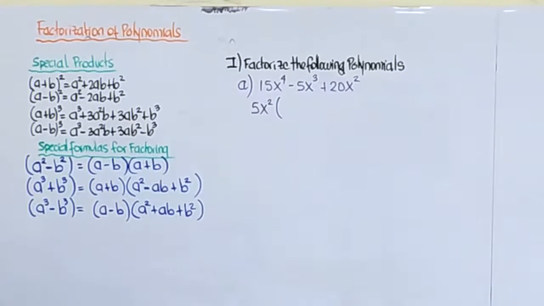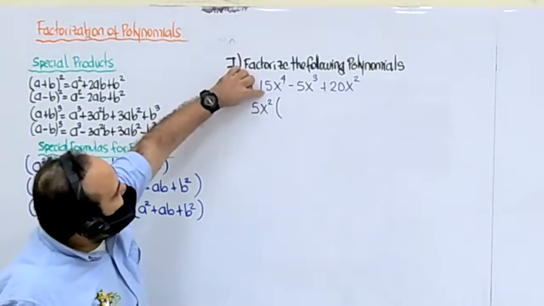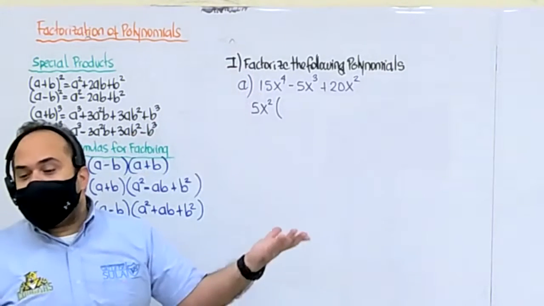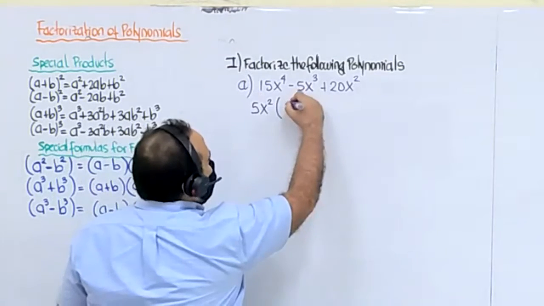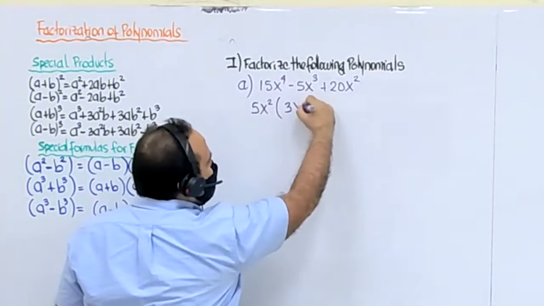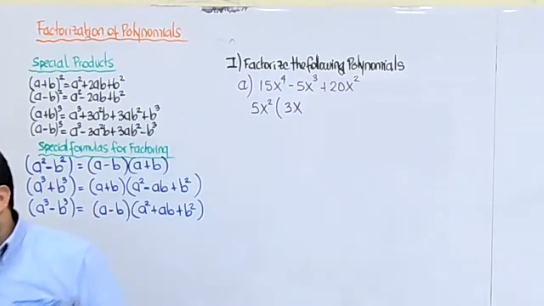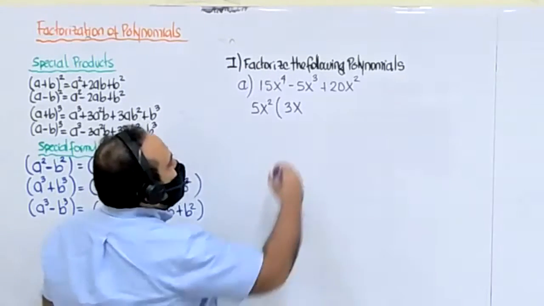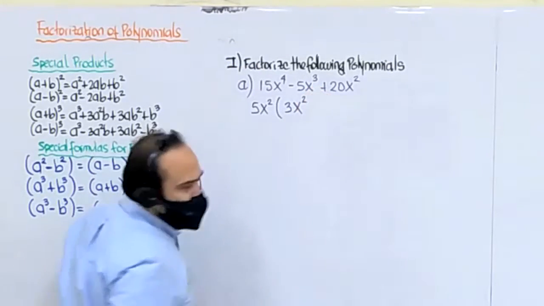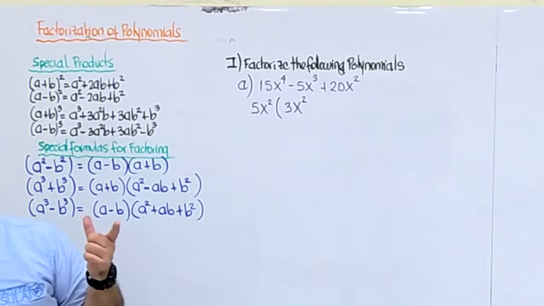Okay, for example, 15 divided by 5 will be 3, right? 3 what? Remember, x to which power? We have to copy the base and subtract the powers. Remember, 4 minus 2 will be 2. Understood how we got the first one?